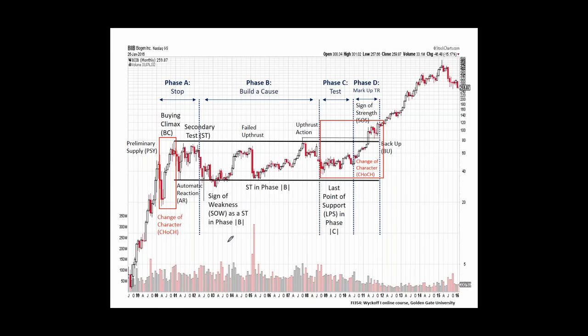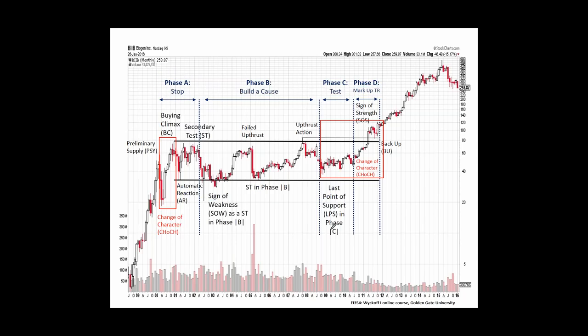And so from that point on, we start to look at when do we go from phase A, which is a stopping action, it's stopping an uptrend in this case, to phase B, which is to build a cause where you have stock that's changing hands, or being, in this case, reaccumulated for another move up, and taking many years to do it. And then phase C, which is your final testing area, and phase D, which is the markup out of the trading range and into a new uptrend.